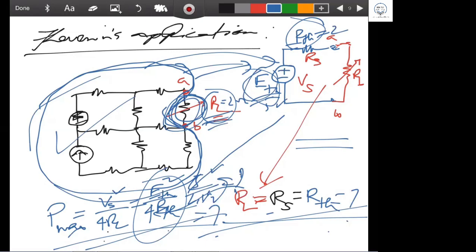Yes, sir. Because money matters, job matters. Otherwise, you lose the job. Everybody concentrated and understood? Earlier, no.